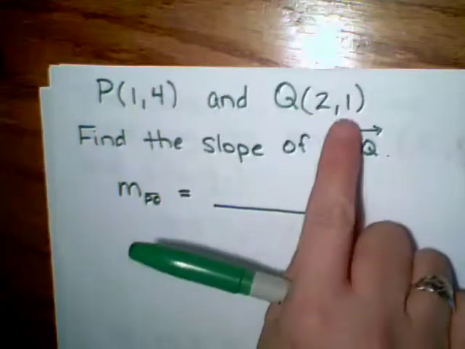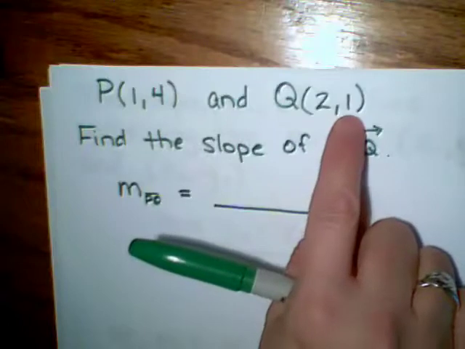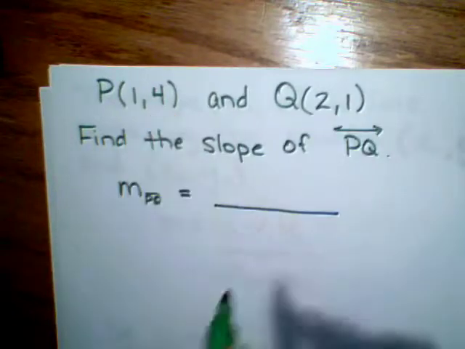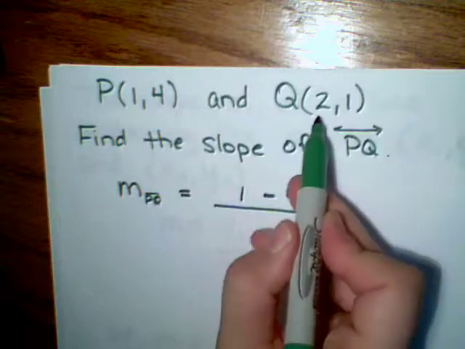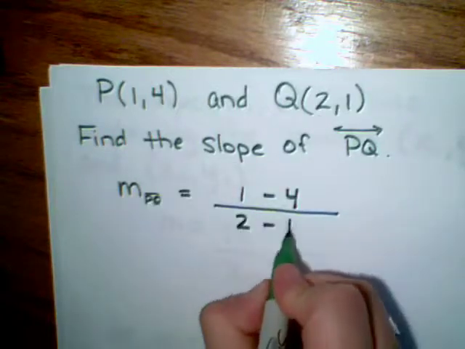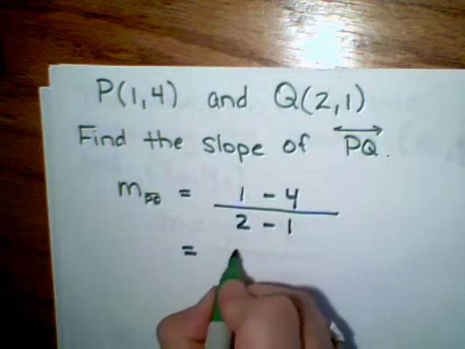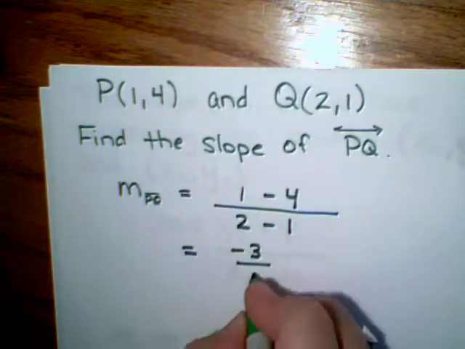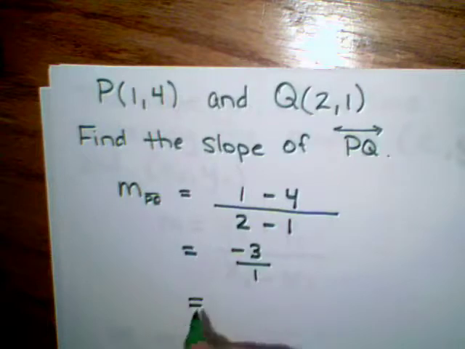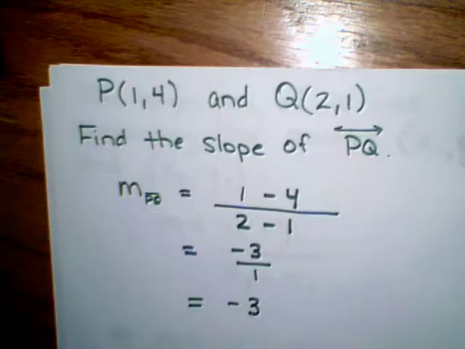Well, if we choose to write down y value 1 minus y value 4, 1 minus 4, then we need to write down the difference 2 minus 1 in that order. We see that the numerator would be -3, the denominator would be +1, and that ratio would reduce to the integer -3. So PQ would be a line that descends from left to right with a slope of -3.